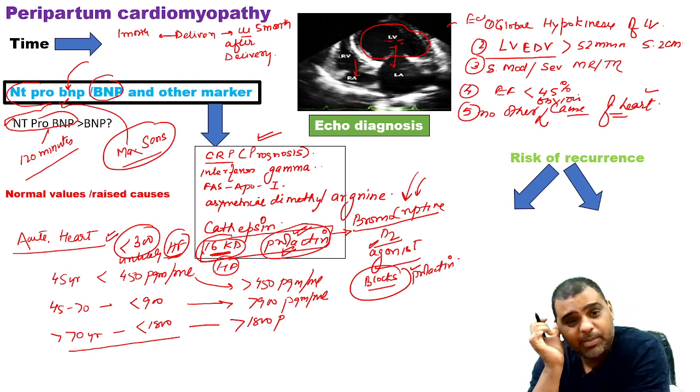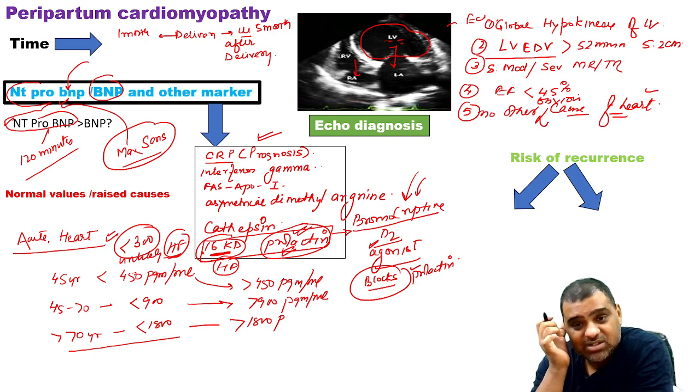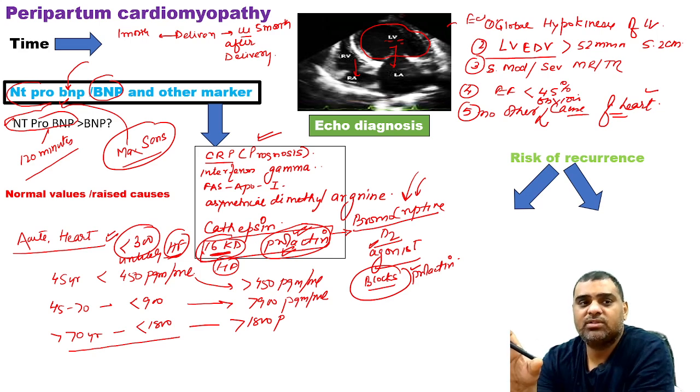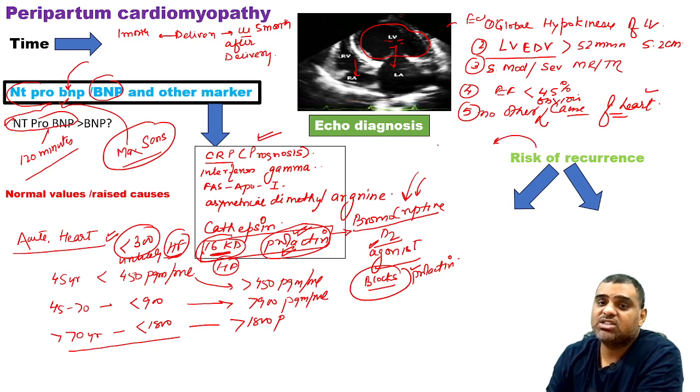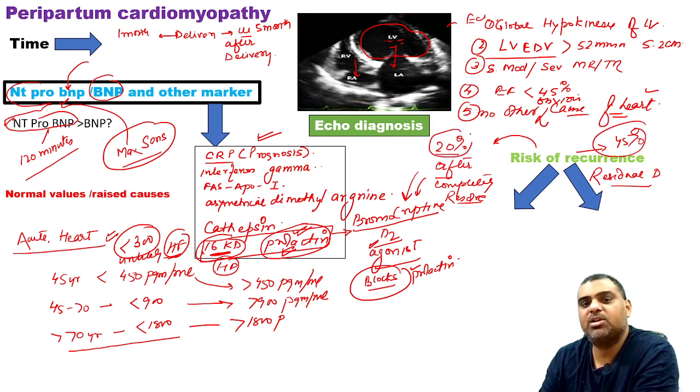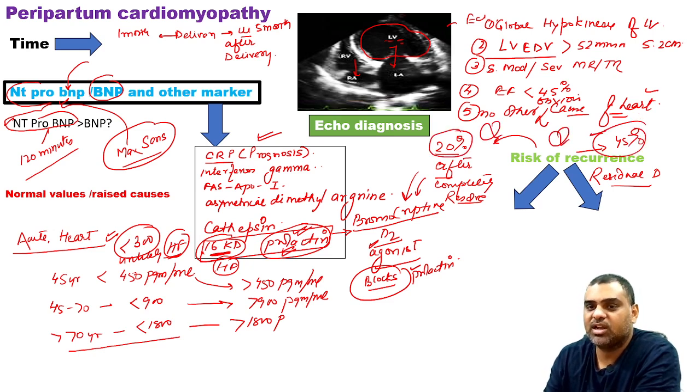Now, please remember, peripartum cardiomyopathy is a very dangerous condition, because even if it is completely resolved, the risk of recurrence is 20%. If residual disease is present, then the risk of recurrence is 45%. You have to remember this 20 and 45%, because both have been asked.